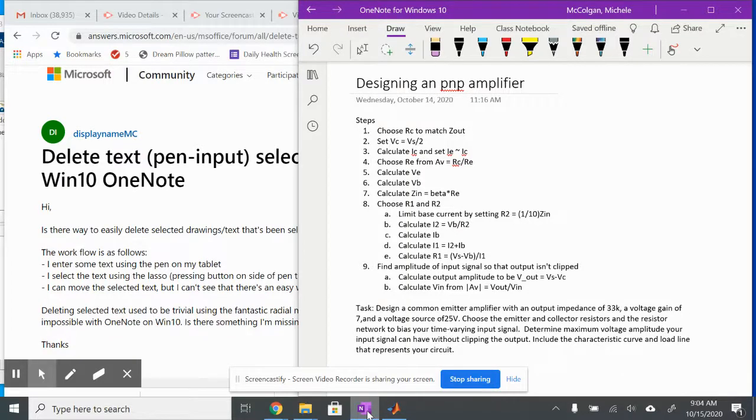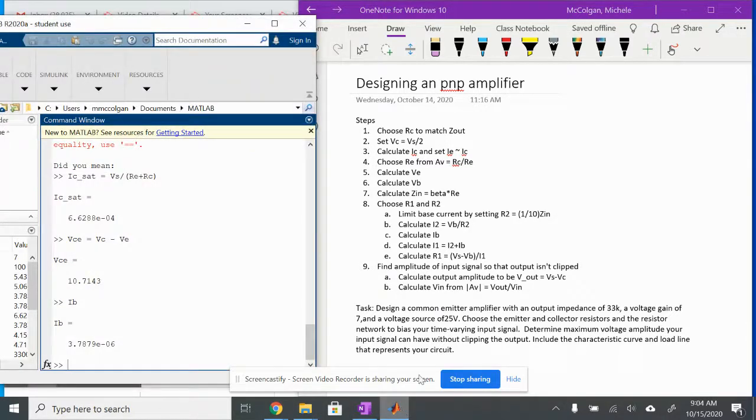I want to try to use this process to see if I can design a PNP amplifier. So let's start out with the same exact problem. And so we've got here, I'm going to clear my MATLAB command window.